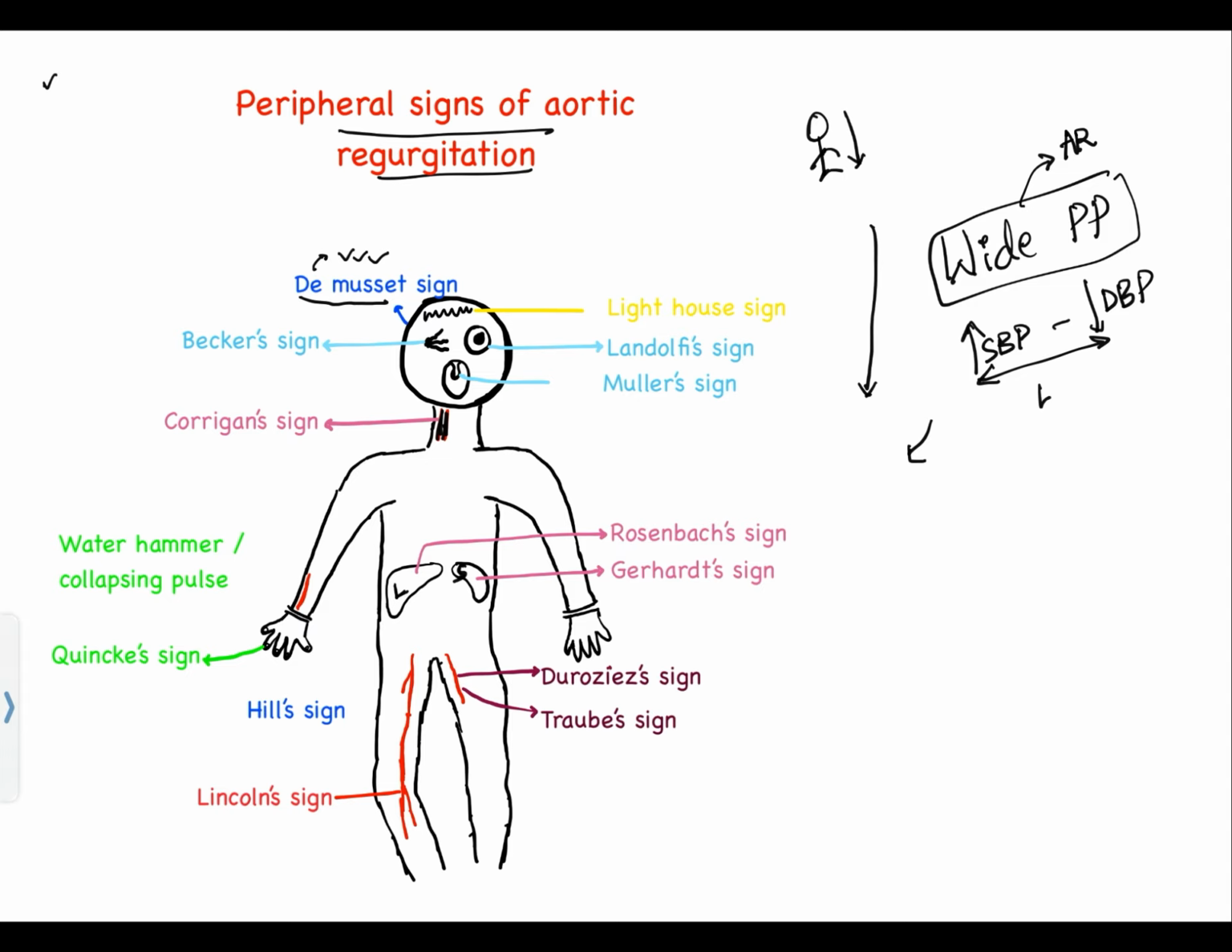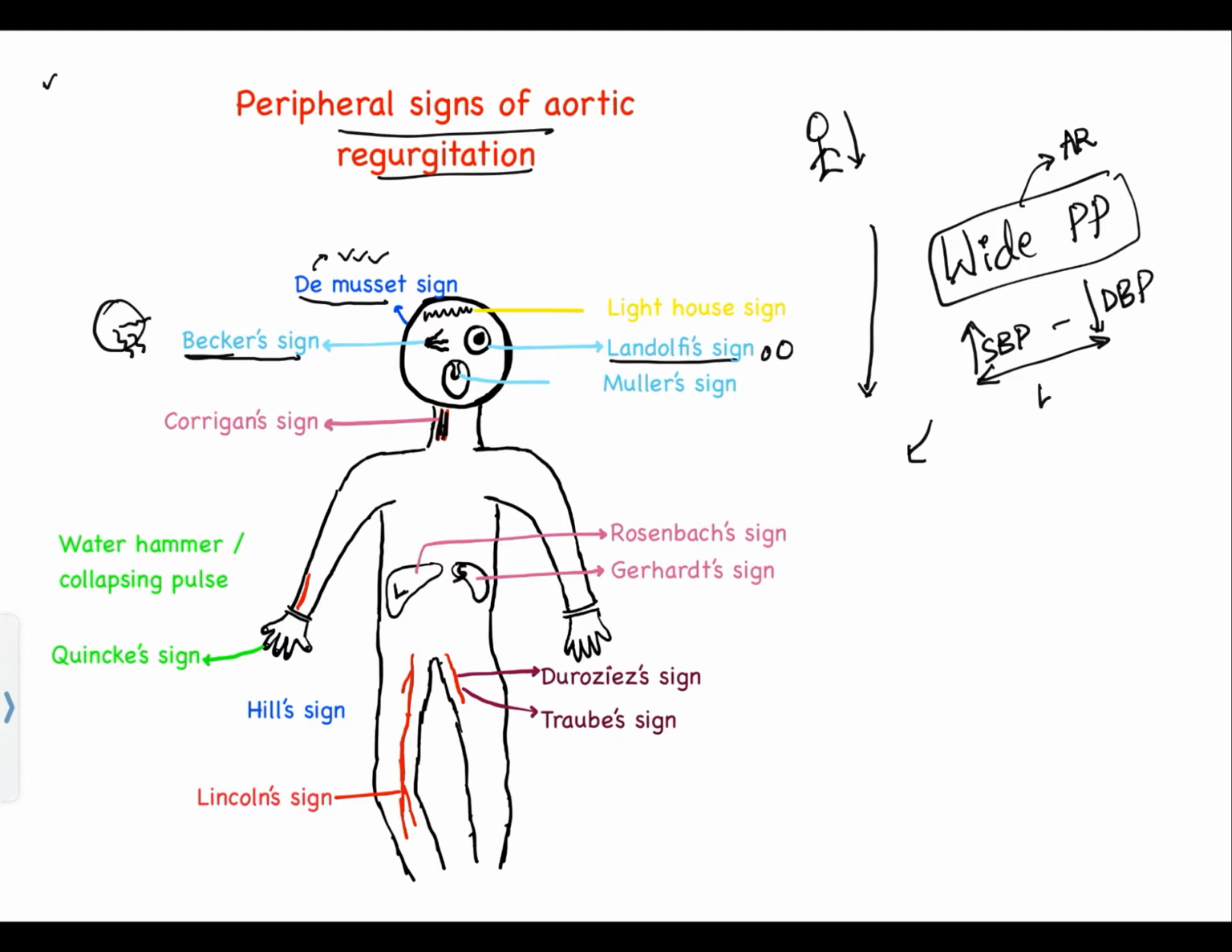And moving to the eyes, there are two signs in the eyes: Landolfi's and Becker's sign. Landolfi's sign refers to alternating constriction and dilatation of the pupil with each heartbeat. And Becker's sign is retinal artery pulsations with heartbeat seen on fundoscopic examination.